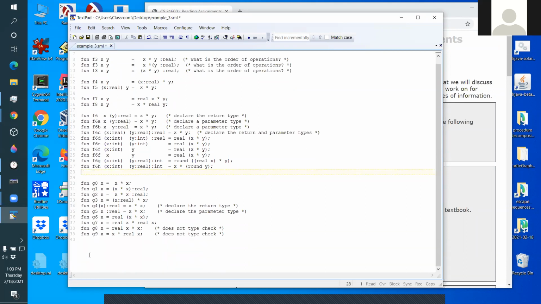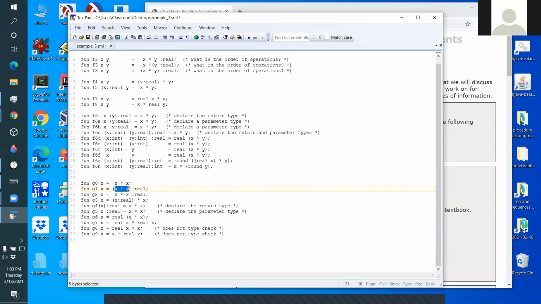Okay, now here's more examples. Okay, X, I'm going to take its product. Well, don't know what X is. This guy can be two ints or two doubles. Okay, it defaults to two ints, so X is an int. Okay, here, don't know what X is.